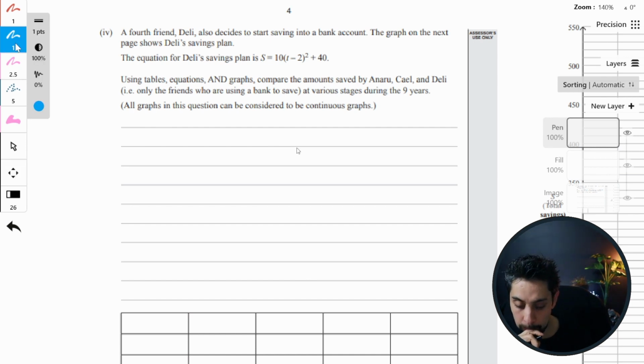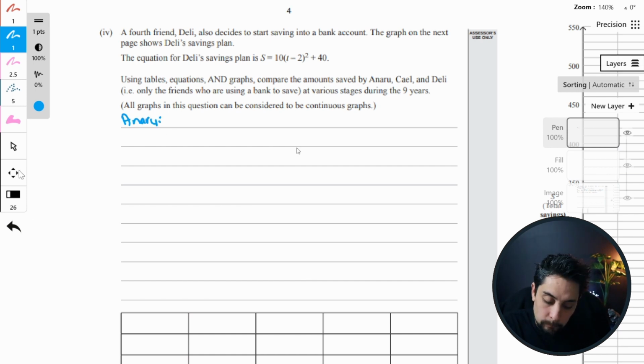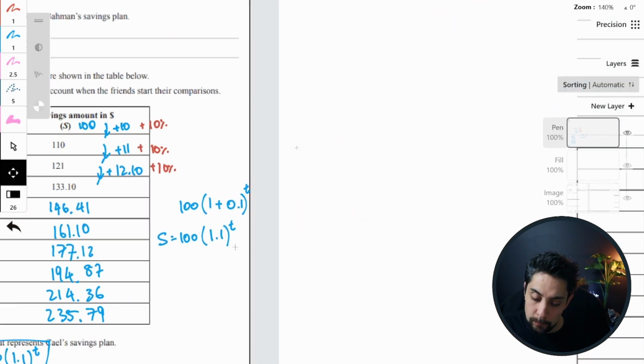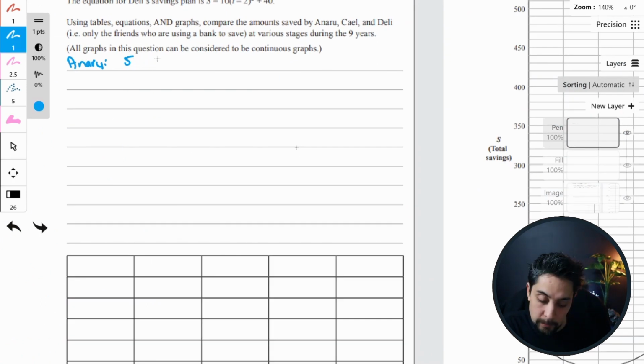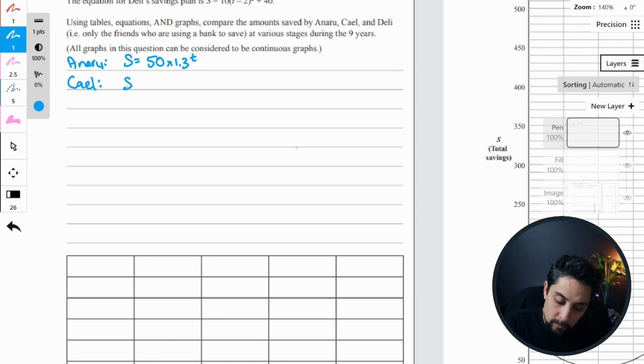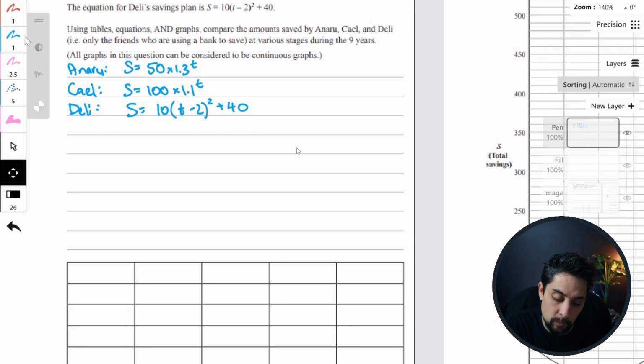All the graphs in this question can be considered to be continuous. Okay, so let's just write out each of the equations. Let's start with Anaru. Anaru's equation was s equals 50 times 1.3 to the power of t. Kale's equation was s equals 100 times 1.1 to the power of t, and Deli's equation, at the top, is s equals 10(t minus 2)^2 plus 40. Is that right? Yeah, that's right.